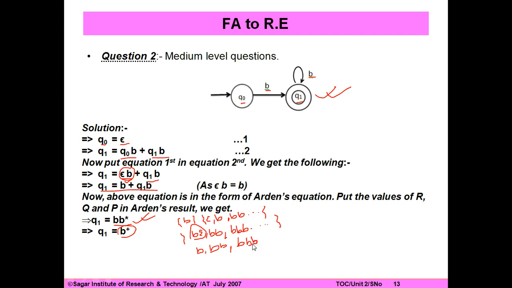So what does it mean? It means we are going to get infinite B's, and you can write this as B plus. So at least one B is required. See the finite automata: at least one B is required to accept the string. So you can say this is the equivalent regular expression for this given finite automata. Hope you understood this one.